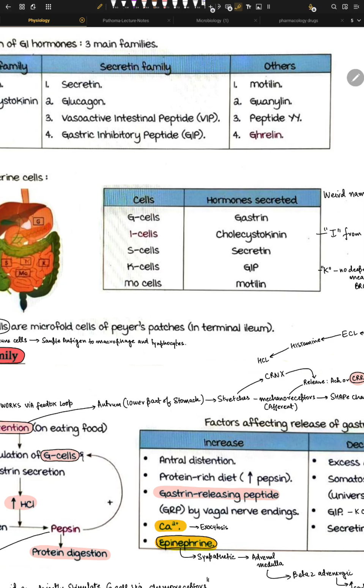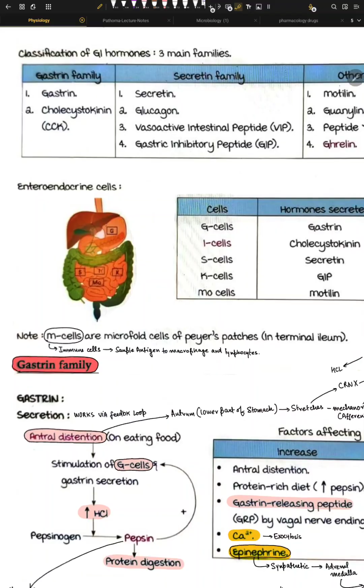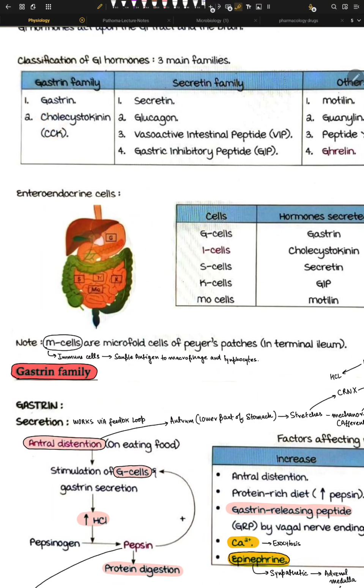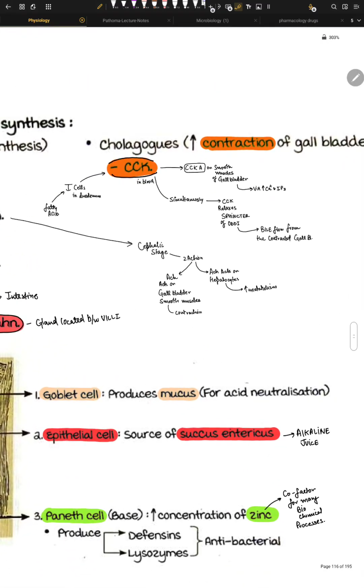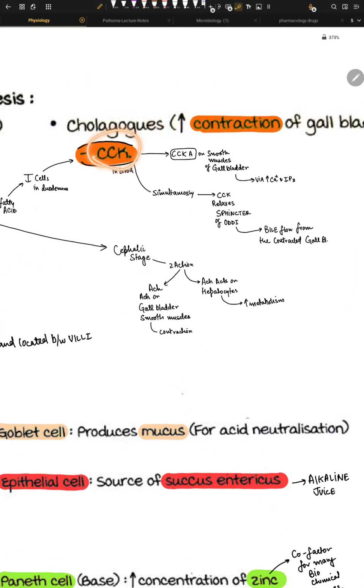And when we eat any fatty food or protein, this hormone called cholecystokinin, pancreozymin, goes and contracts the gallbladder, and it also opens up the sphincter of Oddi. I hope we remember the sphincter of Oddi. CCK simultaneously relaxes the sphincter of Oddi, and it releases bile from the gallbladder.